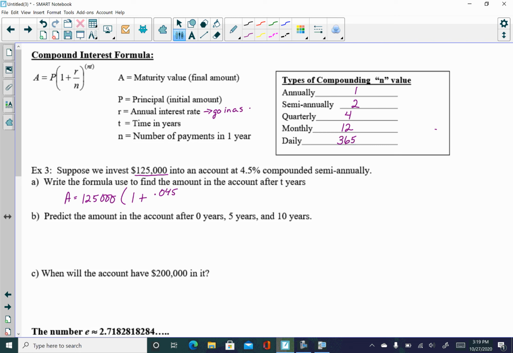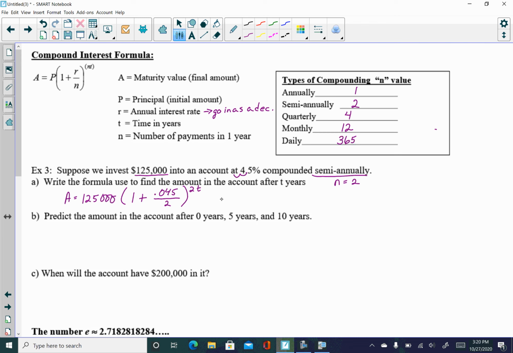I didn't explicitly say that up here, but your rate should always go in as a decimal. So that means that you move your decimal 2 places to the left. So move it 2 places. So 0.045 divided by n. Here your compound is semi-annually, so my n is 2. So divided by 2. And then I would raise it to the n, so 2 times t.